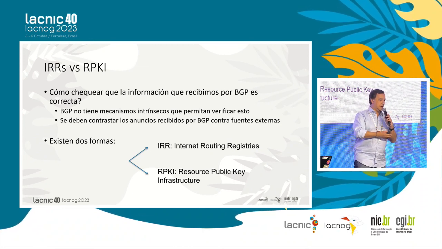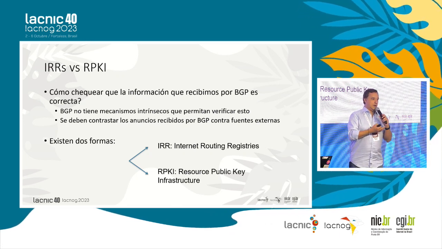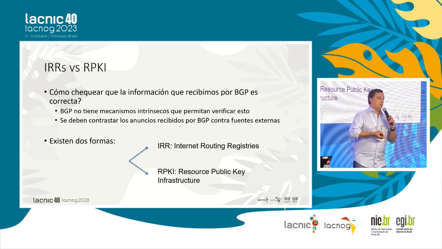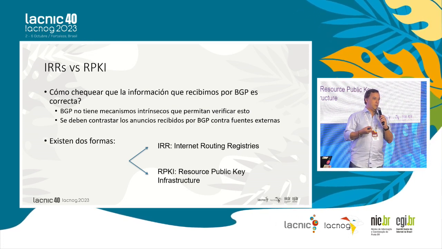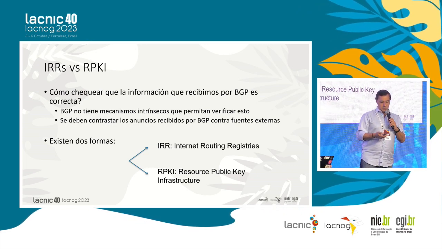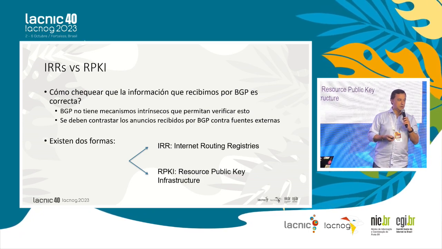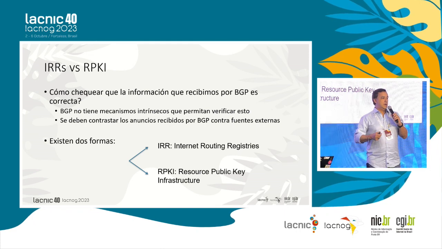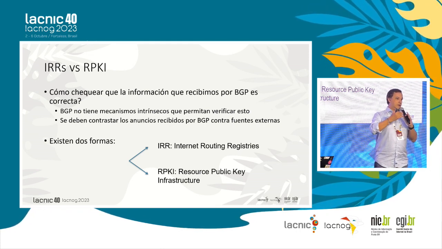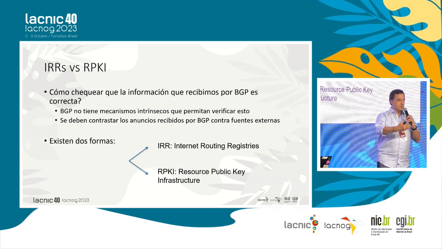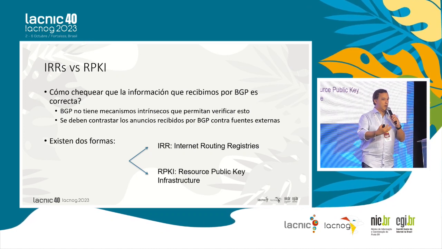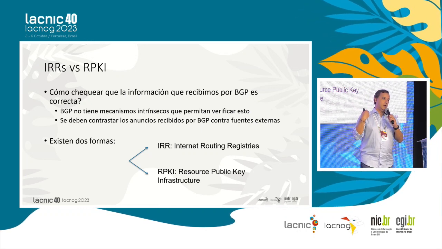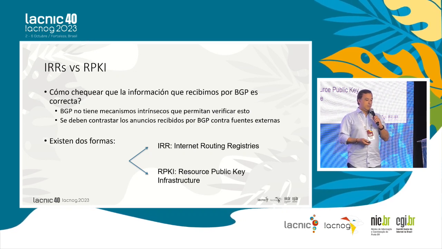So there are two ways to do so. One is through the internet routing registries, which are somewhat historical. They stem from the 90s. So they have been in operation for many, many years now. And then RPKI, which is more recent, is a mechanism that tries to improve a couple of things regarding authentication. Now, basically, this is what we have to know. These are databases where the operators publicly declare which are the autonomous systems and the networks that will be publishing. That external information will be used so that what they receive through BGP is correct.